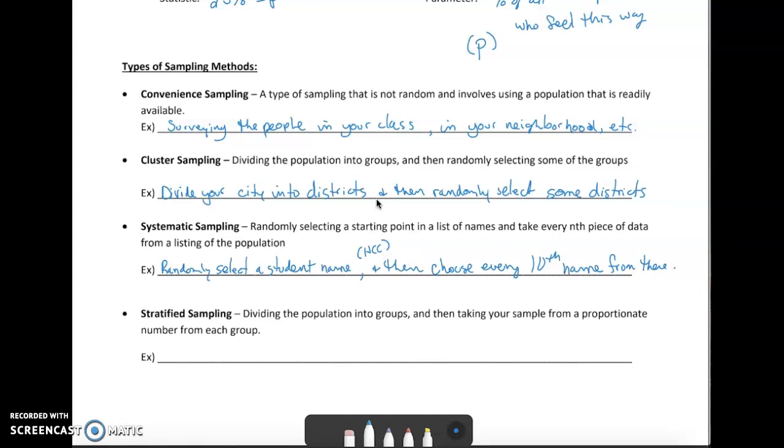So let's say maybe on this one we divide college students by their major. So maybe we have all types of majors, right? We have math majors, English majors, political science majors. You divide all the students up by their majors, and those are your groups. And then you choose a proportionate number of students from each major.